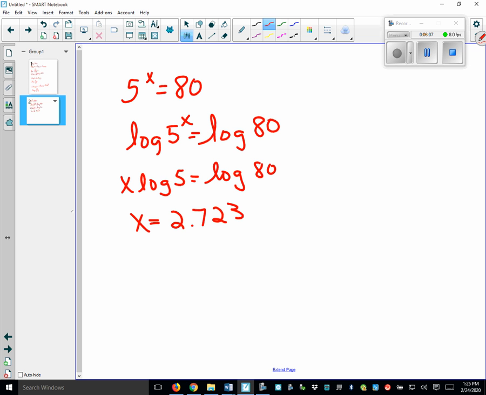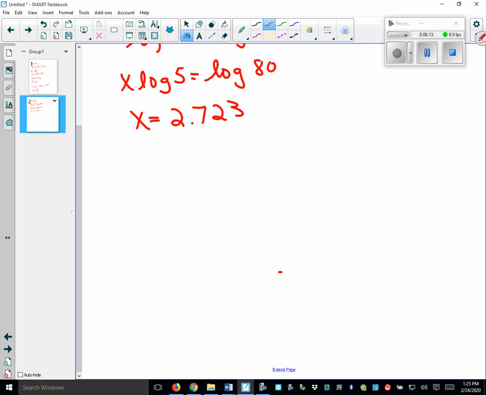So can we go a little bit harder? Okay. What if I have 125 equals 4 to the x plus 5?